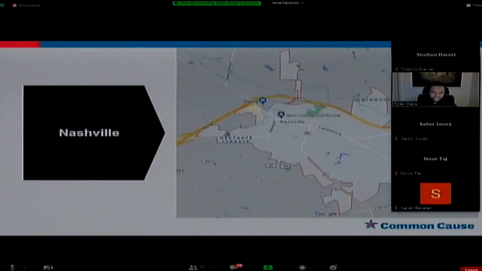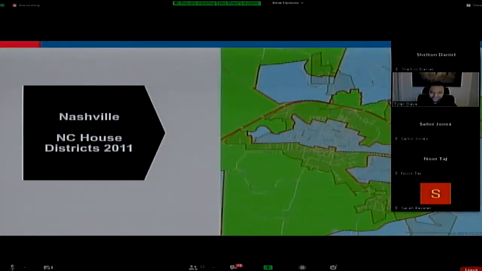This is Nashville. I'm showing you just the incorporated area first, and this is what they drew. Again, this is a town of a little over 5,000 people, and it has just been cut up. And I'll show you some of these are just a few communities. You can see how the town has been separated.